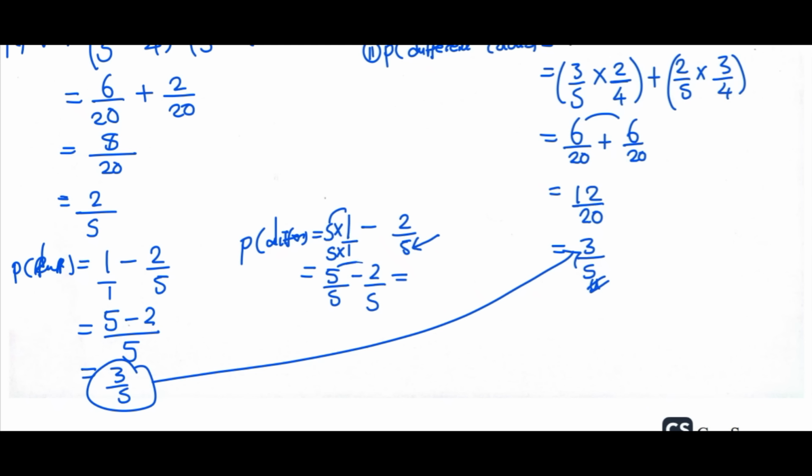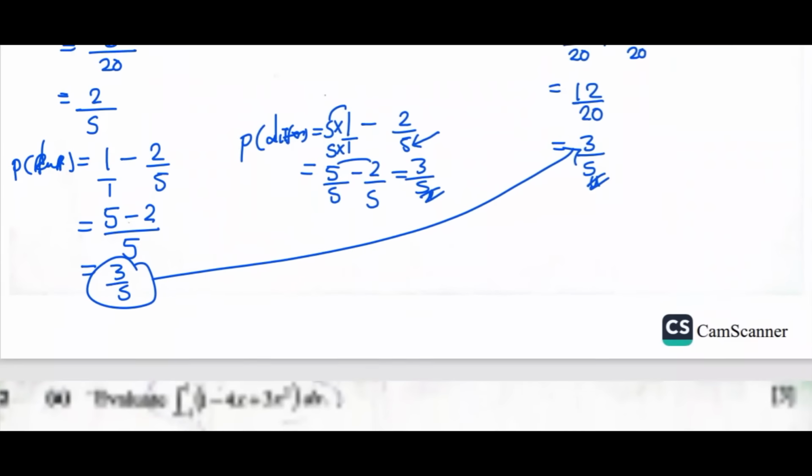So this will be 5 minus 2 is 3 over 5. So for those that may find it difficult to deal with fractions, you can simplify your answer like this.